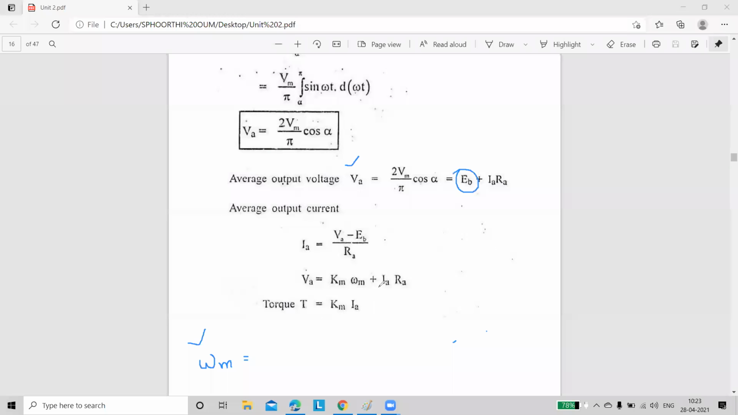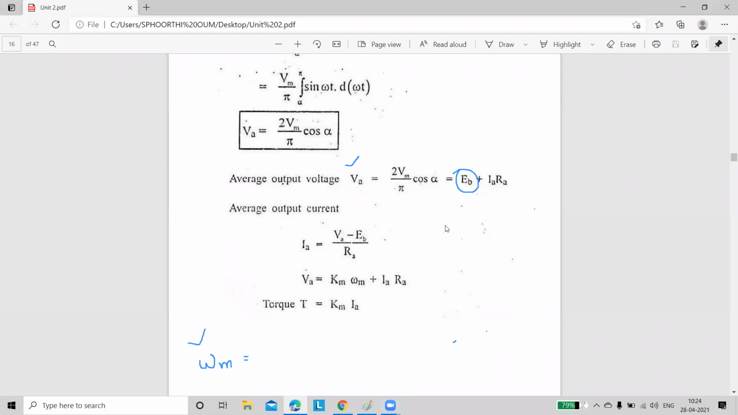What is the basic reason to replace this EB term? Because from this EB and VA only, you are going to calculate the speed of the motor. That is the basic reason. And remember one thing, at the final stage, we have to express the speed expression in terms of torque. So next, we are expressing the speed.